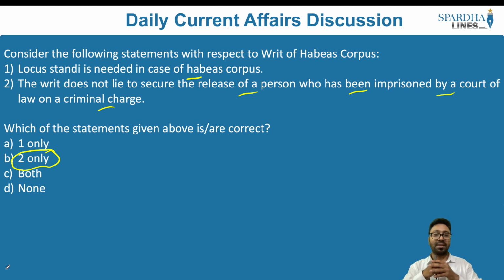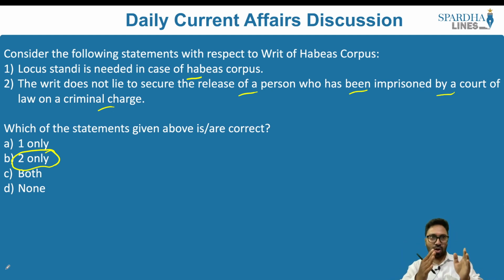The second statement reads, the writ does not lie to secure the release of a person who has been imprisoned by a court of law on a criminal charge. What is habeas corpus? It is to produce the body. But if a person's trial establishes that this person has committed an offence, and he has been imposed with a penal provision, a punishment, and is convicted as well, in this case, writ of habeas corpus does not apply.